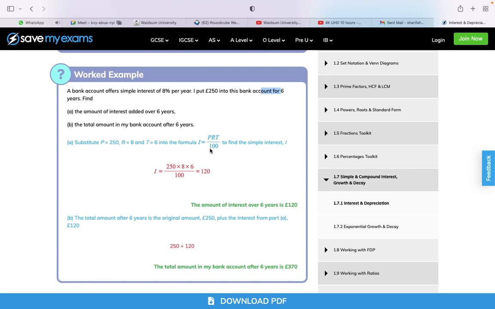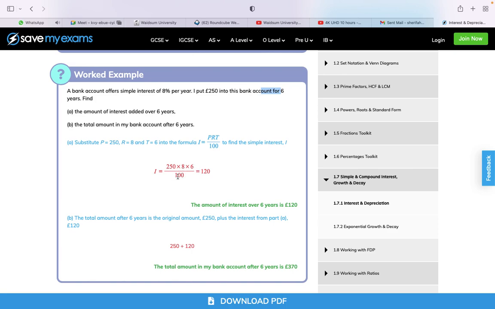So now going back to this formula, in some cases we write simple interest as SI, in some cases we just write the interest as I. So we say it is equal to principal times time times rate, or times rate times time, it doesn't matter which order, over 100. When you do this, the principal is 250, that's the money you save in your bank account. The rate is 8, and then the time is 6, right?